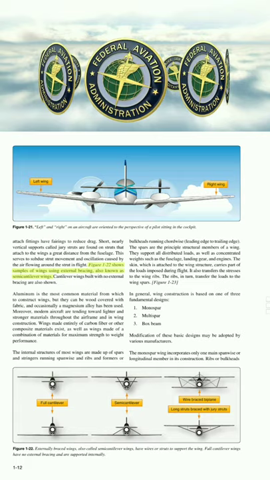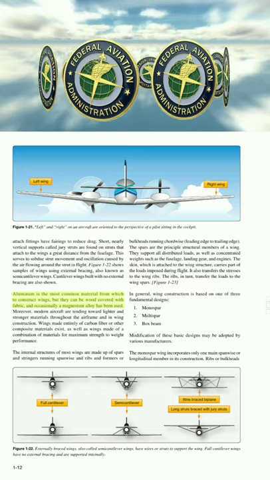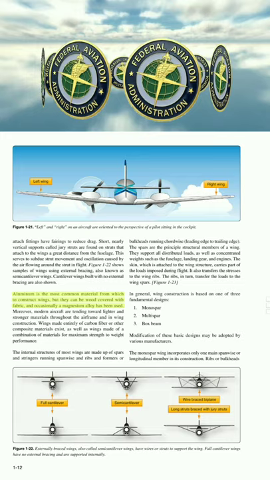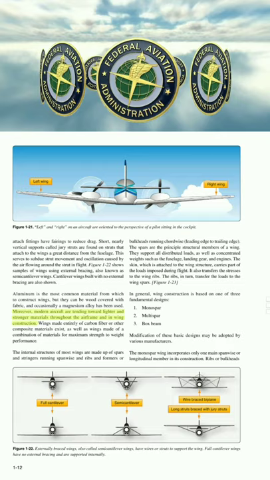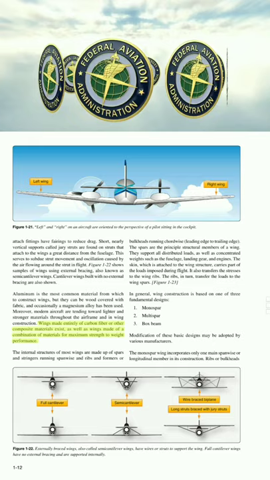Aluminum is the most common material from which to construct wings, but they can be wood covered with fabric, and occasionally a magnesium alloy has been used. Moreover, modern aircraft are tending toward lighter and stronger materials throughout the airframe and in wing construction. Wings made entirely of carbon fiber or other composite materials exist, as well as wings made of a combination of materials for maximum strength to weight performance.